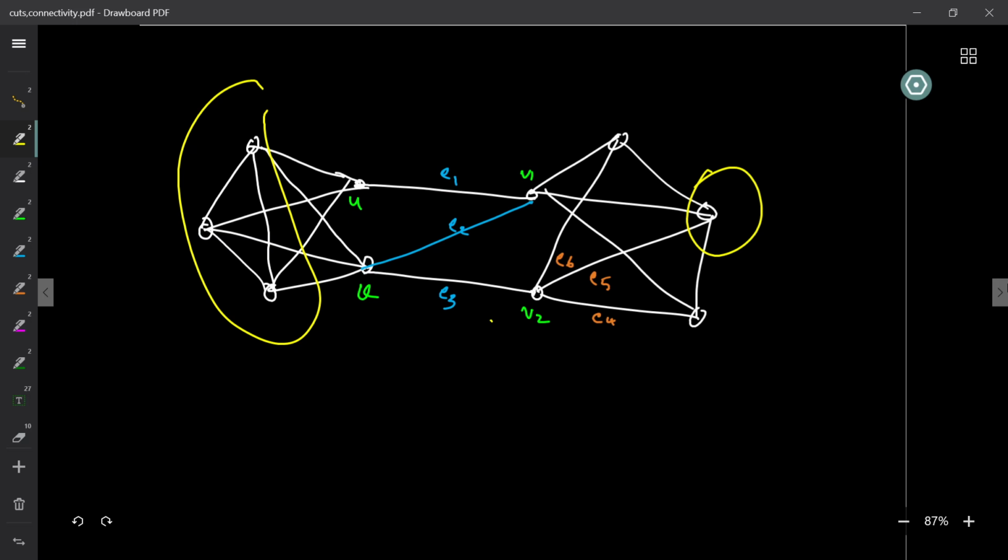And similarly, E3... No, this is not an XY cut, but this is okay. This is just a cut, but it's not an XY cut. So we are looking for an XY cut. So yeah, U and E6, E5, and E4. This forms... One second, sorry. Don't need E6 here.